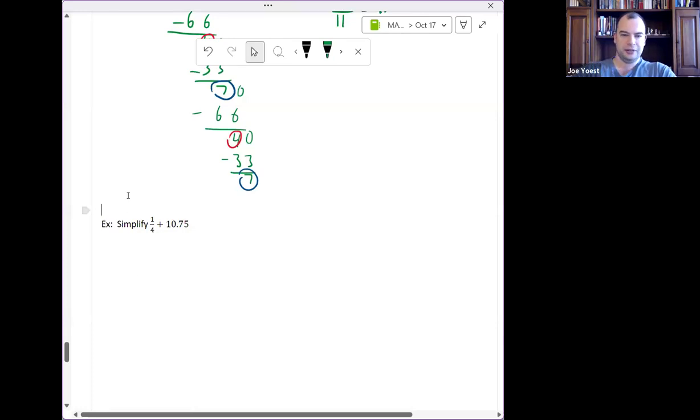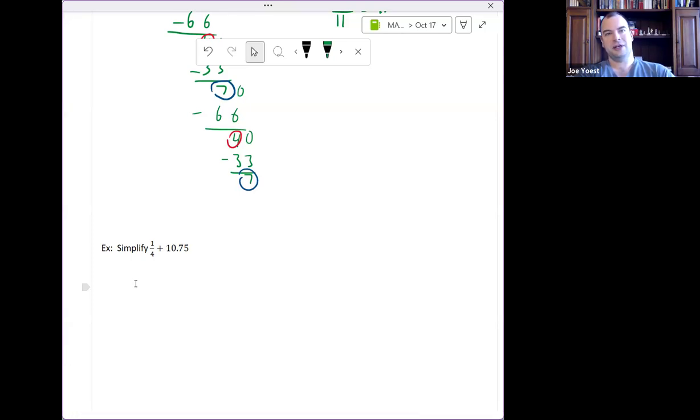Okay, so let's look at simplifying 1/4 plus 10.75. And maybe we'll simplify this in 2 different ways. We'll simplify by converting everything to fractions and simplifying in fractions. Then we'll simplify by converting everything to decimals and simplifying in decimals.